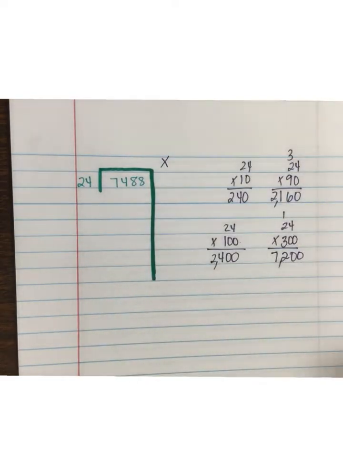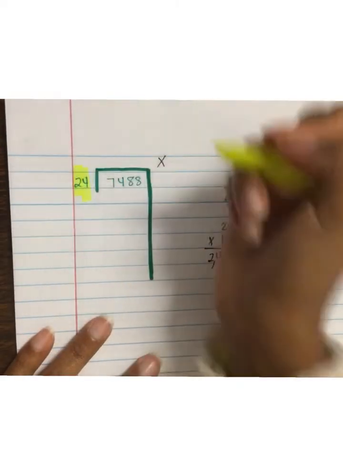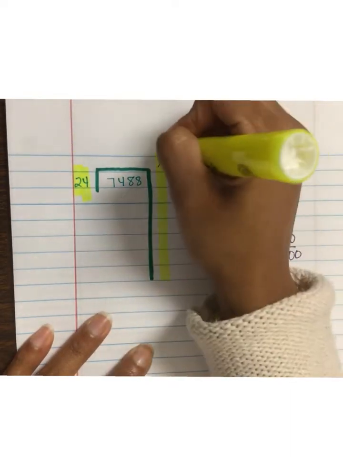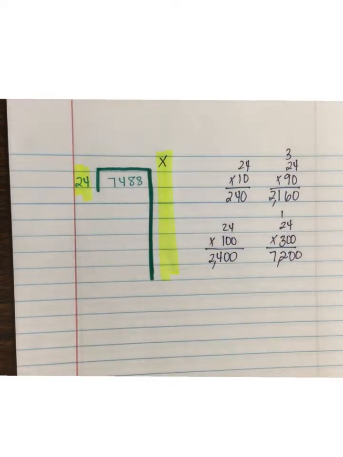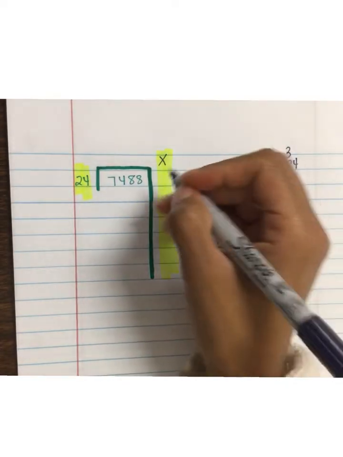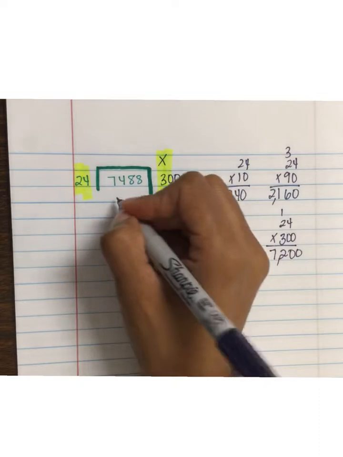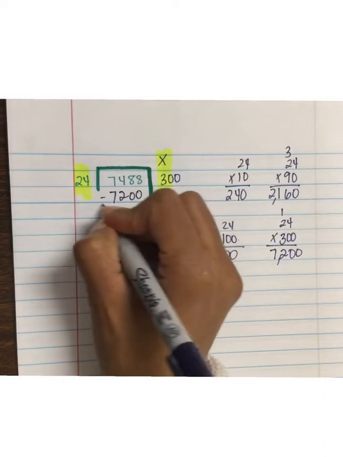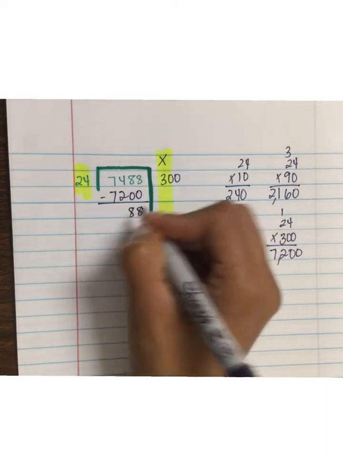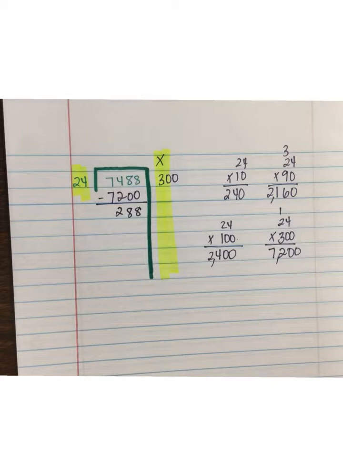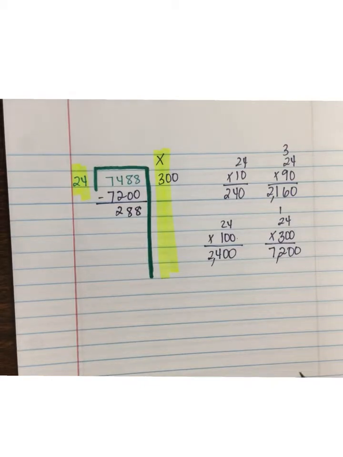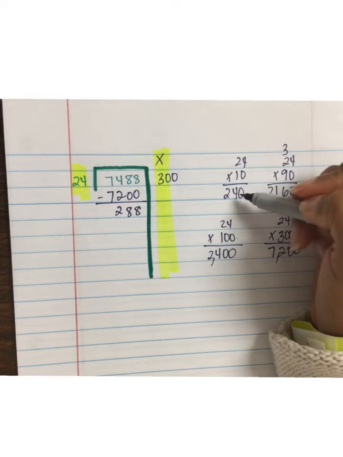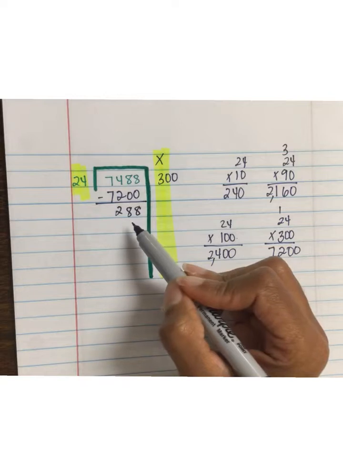So remember, I'm going to multiply the divisor, in this case 24, by whatever number I decide to multiply here. So I've decided to multiply by 300, which gives me 7,200. I subtract, and I get 288. Well, I've already multiplied 24 times 10, and I know that gives me 240. And 240 is very close to 288.